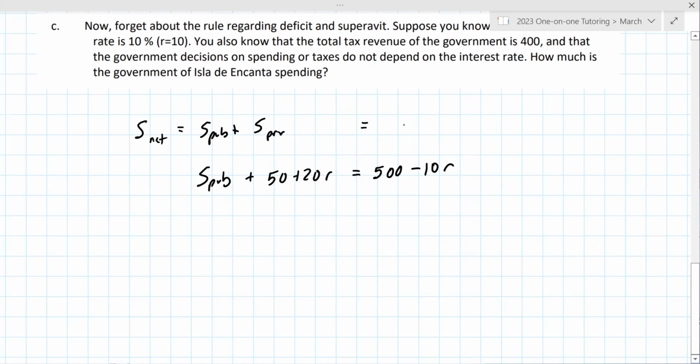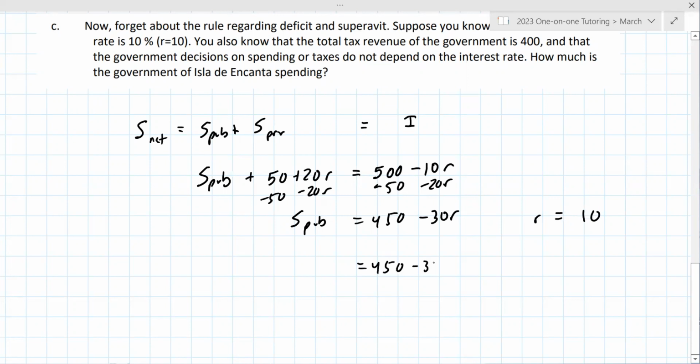Yes. And so then we solve this for savings public. So the savings public, you're moving the 50, moving the 20R, and that's 450 minus 30R. Okay, and this is where I think that R equals 10 comes in. Got it. So that's 450 minus 30 times 10, which is 450 minus 300, so it's 150.